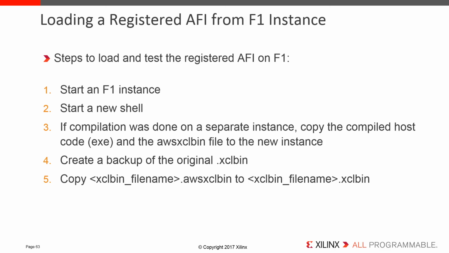Make a backup of the .xclbin file as it will get replaced by the AWS XCL bin file. Finally, rename the AWS XCL bin file to have the .xclbin file extension with the original name. This step is needed because the host application looks for the original .xclbin file name. However, it will now reference the renamed AWS xclbin file when launched.